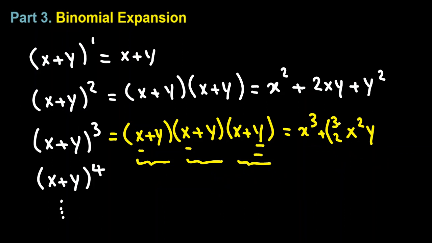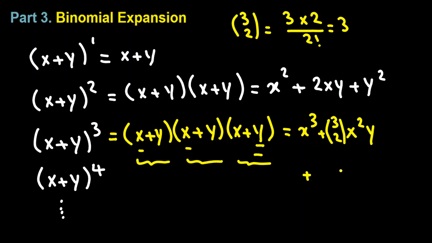Okay, so let me write it a little better. Yes, 3 choose 2. x squared y, 3 choose 2 is what? By the formula we calculated in part 2, n choose 2 is always n times (n minus 1) over 2 factorial, which for 3 is 3. And plus what? The next one, you say x y squared.